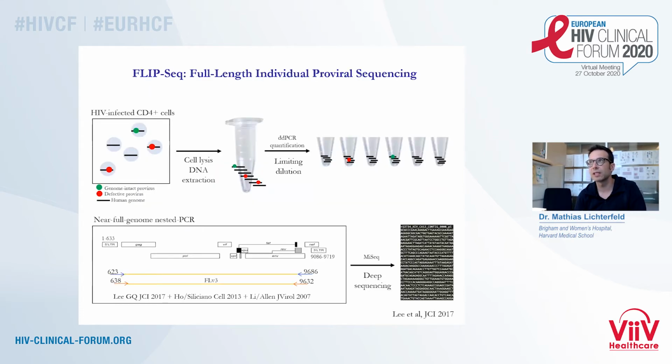So how can we distinguish intact and defective proviruses? That's really where we can take advantage of next generation sequencing technologies. And one of these technologies is shown on this slide here. It's an approach that we call FLIP-seq, which stands for full-length individual proviral sequencing. And it works in a way that patient-derived CD4 cells are diluted to single HIV genomes in this limiting dilution process. And then we are using a full-length PCR that is amplifying the entire genome, and then each individual genome is sequenced on the Illumina sequencing platform.